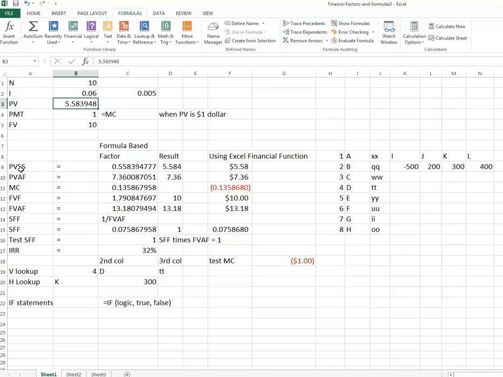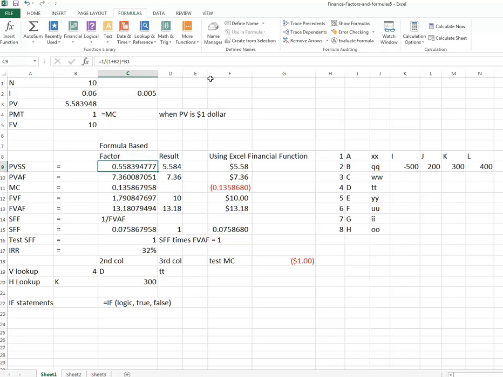Let's start with the present value of a single sum. The formula for this would be 1 over 1 plus the interest rate. You see B2 referring to the interest rate, taken to the power of B1, the number of periods. So 1 over 1 plus the interest rate taken to the power of the number of periods is a present value of a single sum factor.